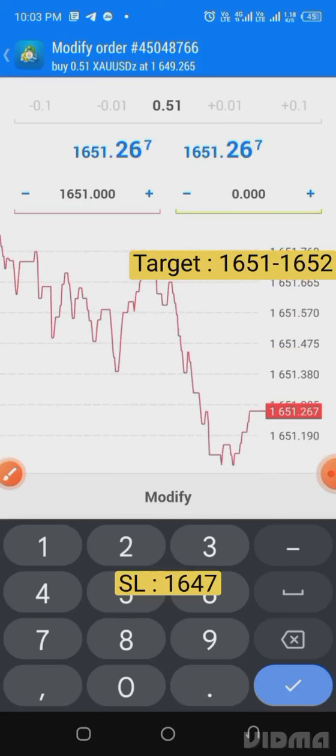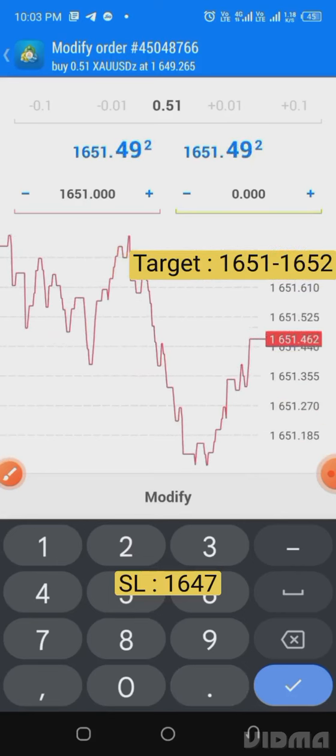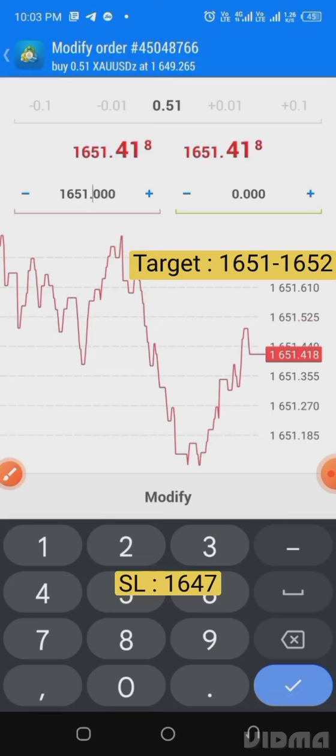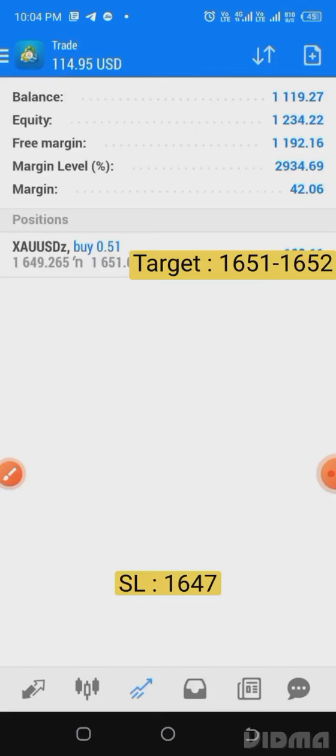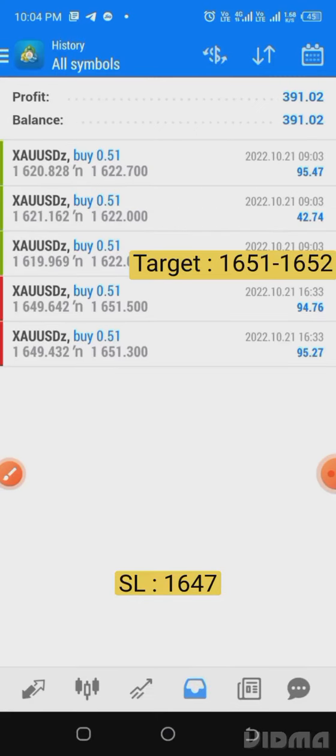1651.1, 2 is definitely exited. Now it is going up to 418. We change the stop loss for the third one, since 2 is booked at $94, $95. Its total is 391.